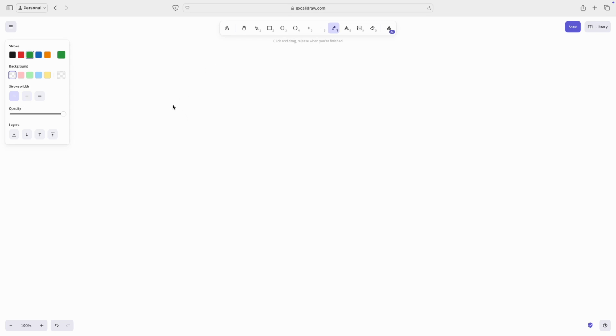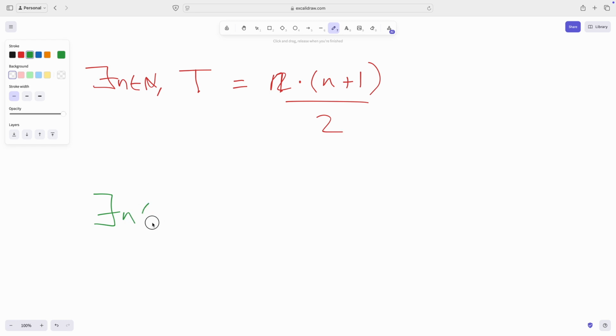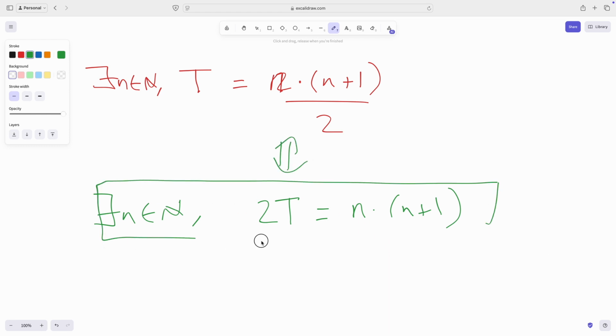So what would we do if we're trying to avoid division by 2? Well, let's start with the statement: there exists an n, a natural number, such that t equals n times n plus 1 over 2. Can we reformulate that so that we can avoid a division? We can. We can say there exists an n, a natural number, such that 2t can be written as n times n plus 1. That's actually equivalent, but this definition just avoids the division.